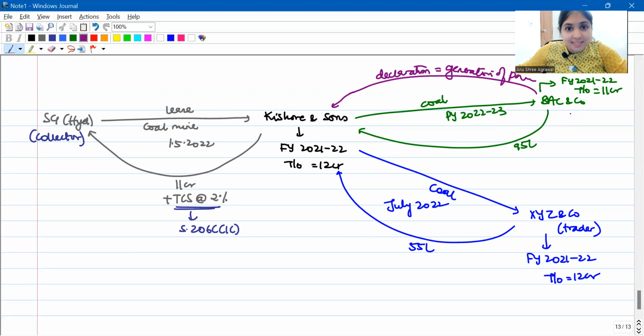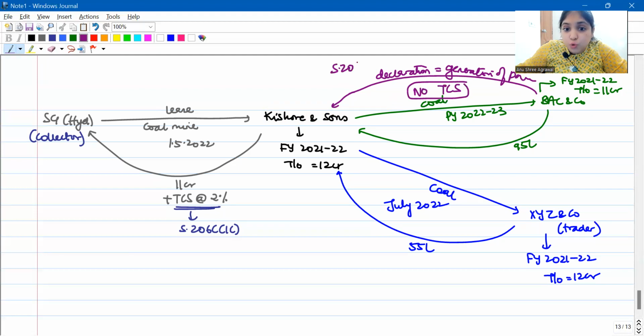The buyer, BAC & Co, is a buyer, Kishore and Sons is a seller. Guys, we'll go slowly. Listen. Kishore and Sons is a seller, BAC & Co is a buyer. The buyer is giving a declaration to the seller saying, I am going to use the goods for generation of power. I am not reselling the goods. I am not trading in the goods. He is giving a declaration, I am not a trader, I am not a reseller, which means what? No TCS at all. On this transaction between Kishore and Sons and BAC & Co, no TCS at all, right?